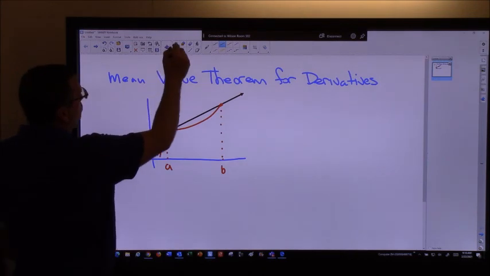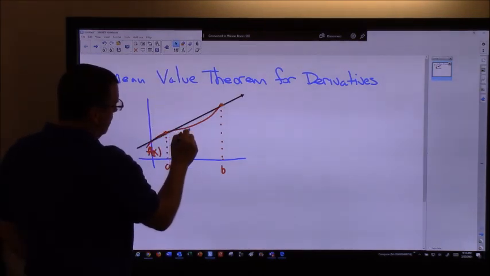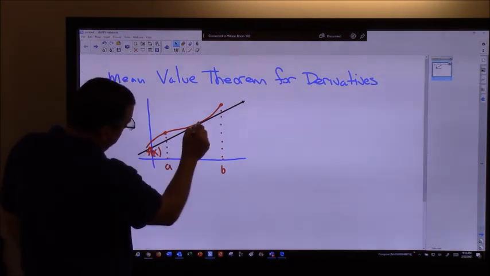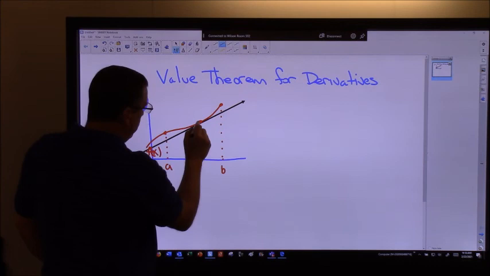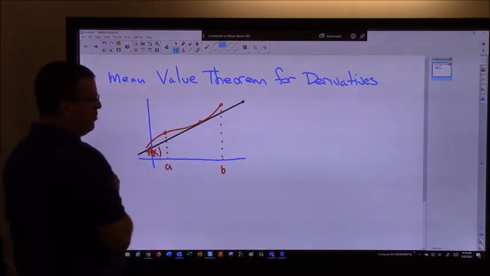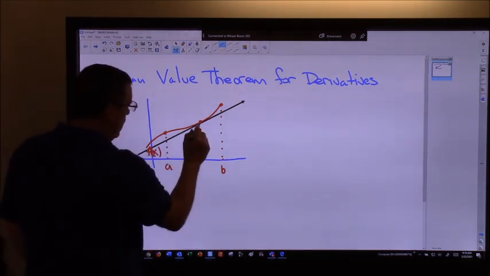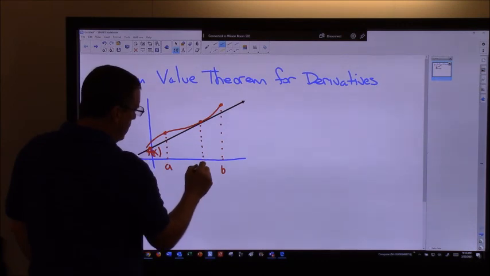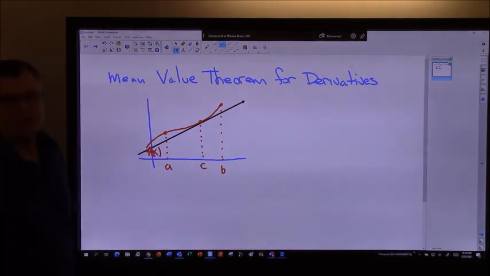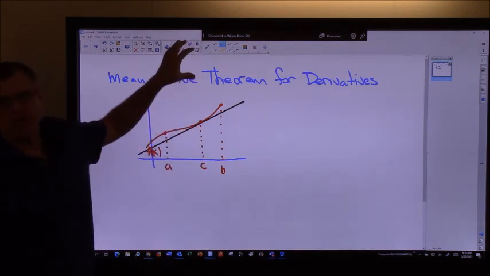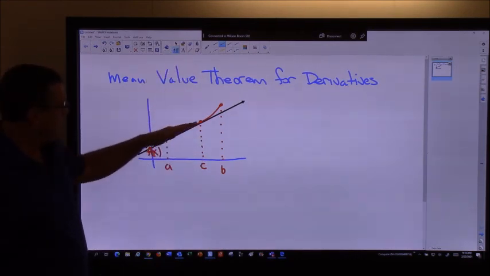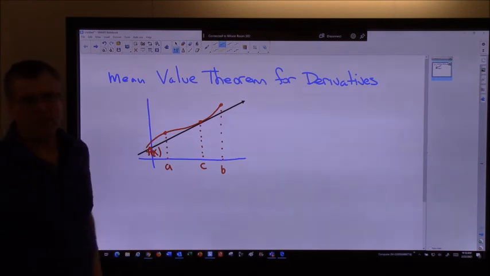So if I was to just grab this black line and slide it down, it kind of looks like there's a whole bunch of points there, but right about here, there's a point that has the same slope as that average rate of change. And that would be our C value. So in our book they said there's a C value guaranteed by the mean value theorem where the slope of a tangent line will be the same as that average rate of change.